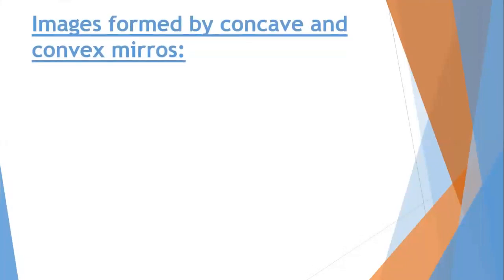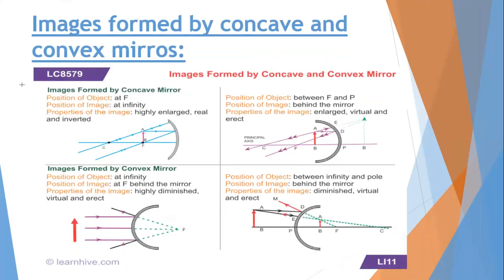Now in the fifth case, when the object is placed at infinity or at focus, a parallel ray passes through the focus, and a ray which passes through the center of curvature reflects back in the same direction. The image is formed at infinity. You see there is no image. That means it is formed at infinity. It is highly enlarged or magnified. Real and inverted is its nature.